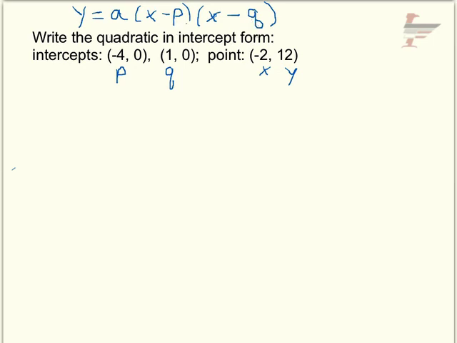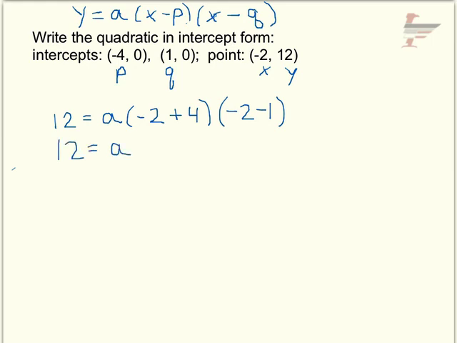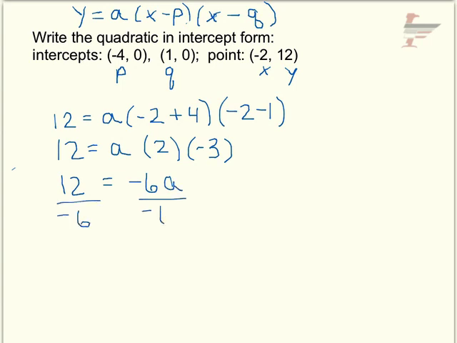So if I plug everything in, I know y is 12, and I know x is negative 2, minus a negative 4 is plus 4. And then x again is negative 2 minus 1 for my q. If I simplify the parentheses first, negative 2 plus 4 is 2. Negative 2 minus 1 is negative 3. And negative 3 times 2 is negative 6a. So if I divide that, of course I see a is negative 2.